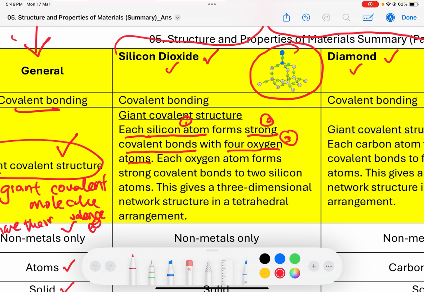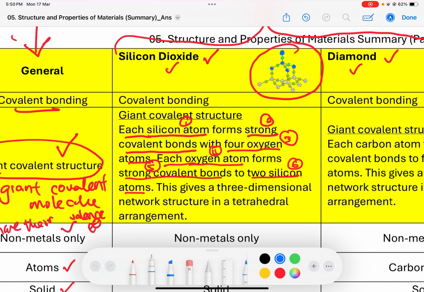That is the silicon atoms bonding. And each oxygen atom forms a strong covalent bond once again to 2 silicon atoms. So each silicon bonds to 4 oxygen atoms, but each oxygen atom, if you look at it carefully, only bonds to 2. So you realize for each of the green color, it only bonds to 2 other silicon atoms.